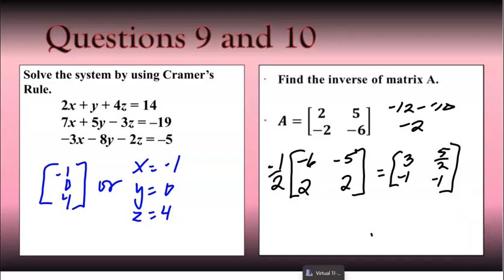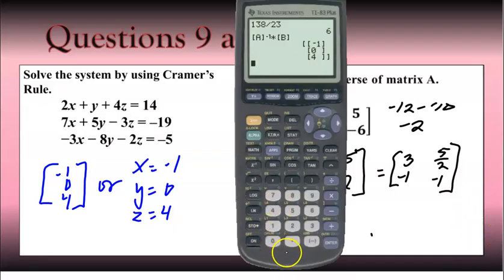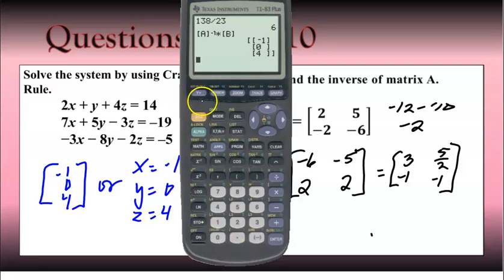Now, if we want to just verify that that is correct, we can go back to our calculators, go back to our matrix. We're going to edit, and I'm going to just edit C. So this is a 2 by 2. Let me put our numbers in. So 2, 5. We got negative 2.